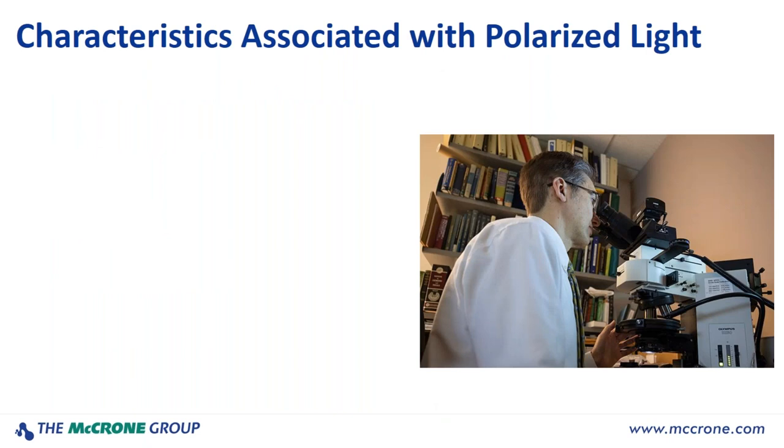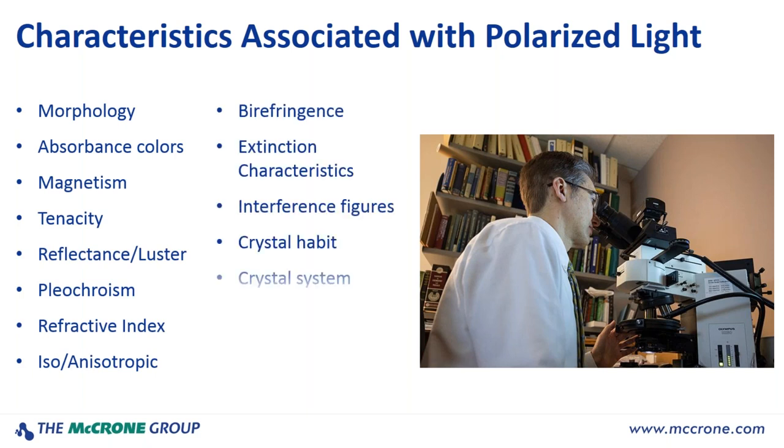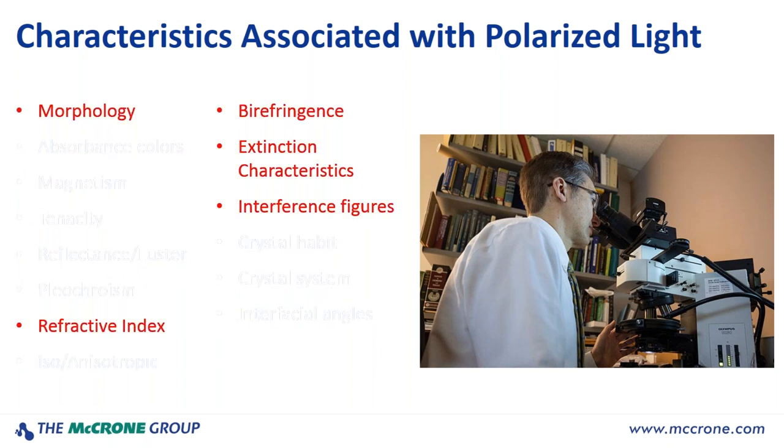Almost all the projects completed at Macrone Associates involve multiple instruments and techniques to collect data. The instrument that is common to a vast majority of these projects is the polarizing light microscope. Polarized light microscopy provides a wealth of information about particles, both known and unknown. There are approximately 14 different characteristics that can be observed using polarized light microscopy. We are going to explore five of these today.